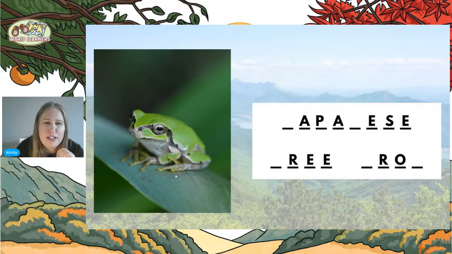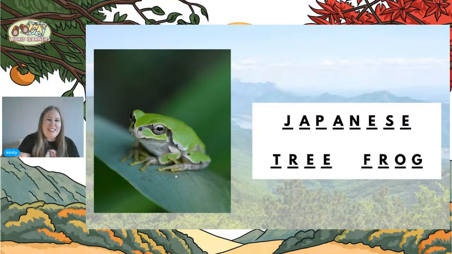Right, let's add a few more letters. Does that help us now? That first word's the tricky one, I think, isn't it? We're all agreeing it's something tree frog, but what's that first word? I'll give you a clue here. Not only found in South Korea. Well done, those of you that said, yeah, we got it. The Japanese tree frog. Fantastic, well done.